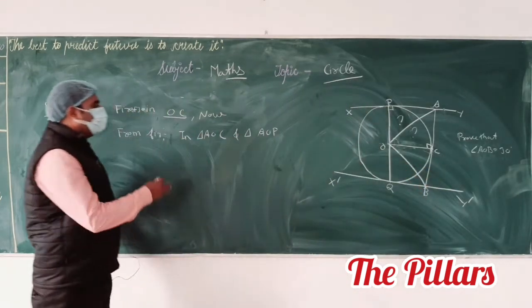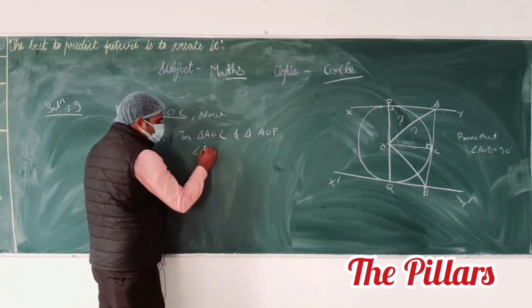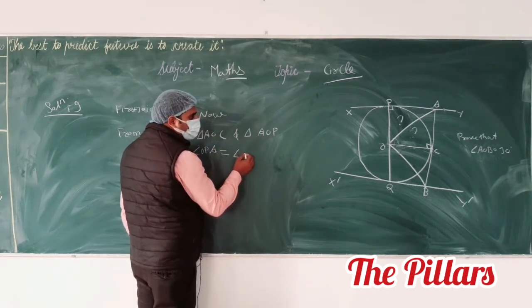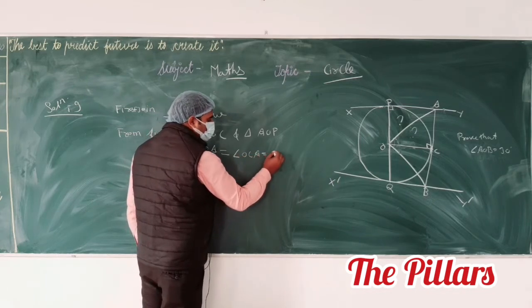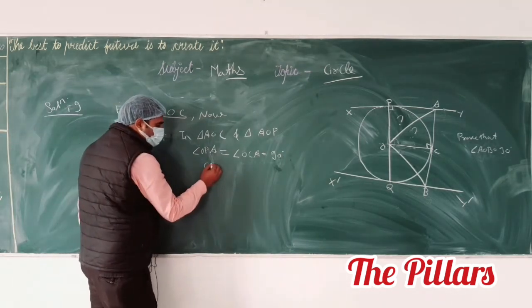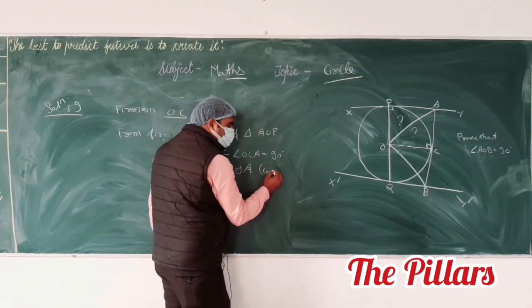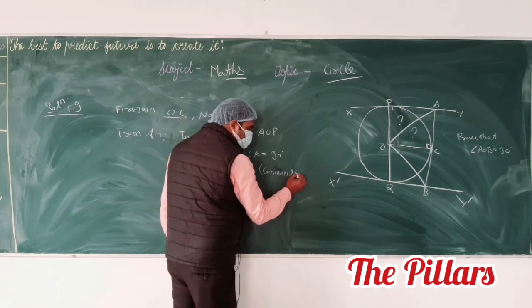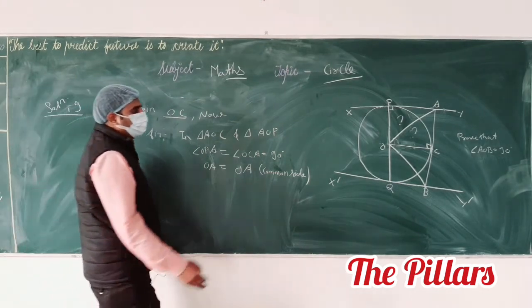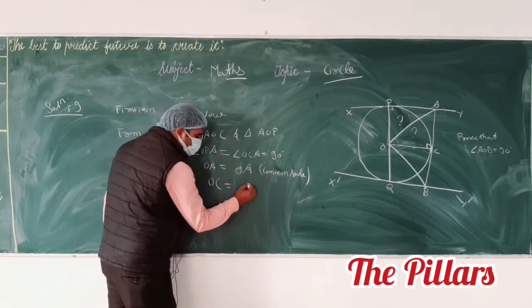You see that in triangle AOC and triangle AOP, angle OPA equals angle OCA equals 90 degrees. Till here, anyone have any problem? OA equals OA, common side, and OC equals OP, radii.